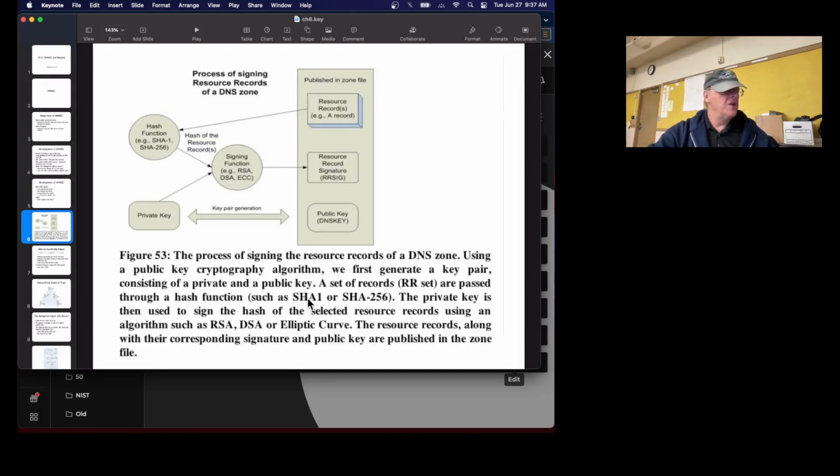And so here's the process of signing the records of a DNS zone. You have a resource record like an A record. You hash it with a hash function, and then you sign it with something like RSA, the digital signature algorithm, or elliptic curve cryptography. Then you have to generate a key pair and use public key cryptography to sign it. So it's not that different from what HTTPS does.